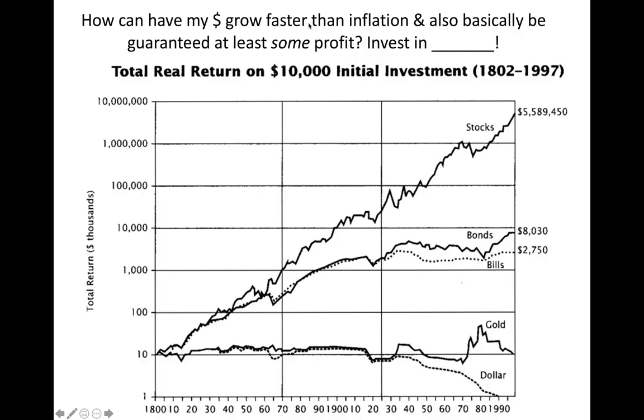How can I have my money grow faster than inflation and also basically be guaranteed at least some profit? Again, invest in bonds. If you had $10, and you put it in bonds back in 1800, it'd be worth about $8,000 today. Okay, stocks would be worth $5 million. We'll talk about stocks soon.